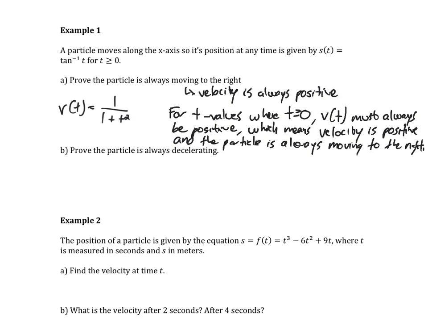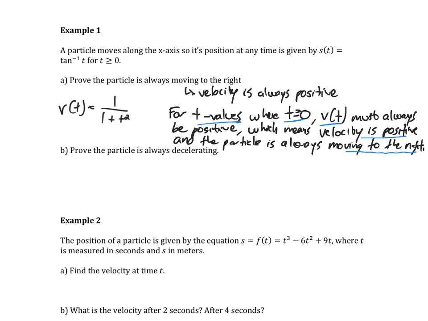Okay, we try to be very succinct with this, but we need to be very specific too. So notice the things I said, right? I outlined where this is possible, or where this is true: t value is greater than or equal to 0. I used notation, v of t, and then I kind of explained what that meant. All right, a v of t is always positive.